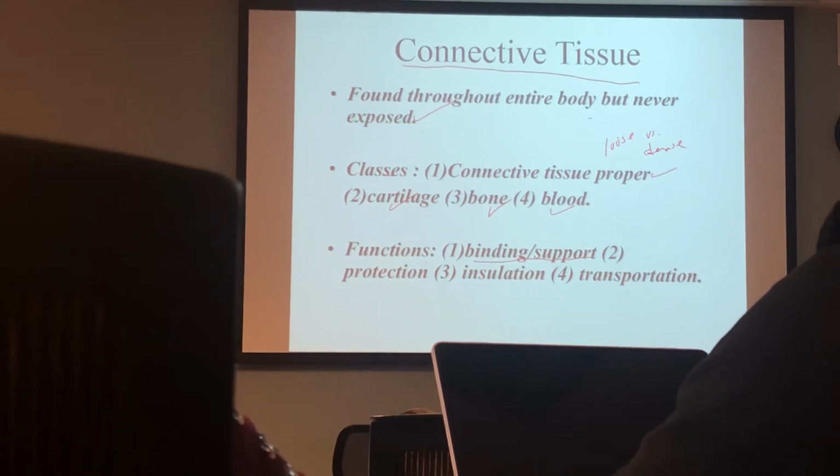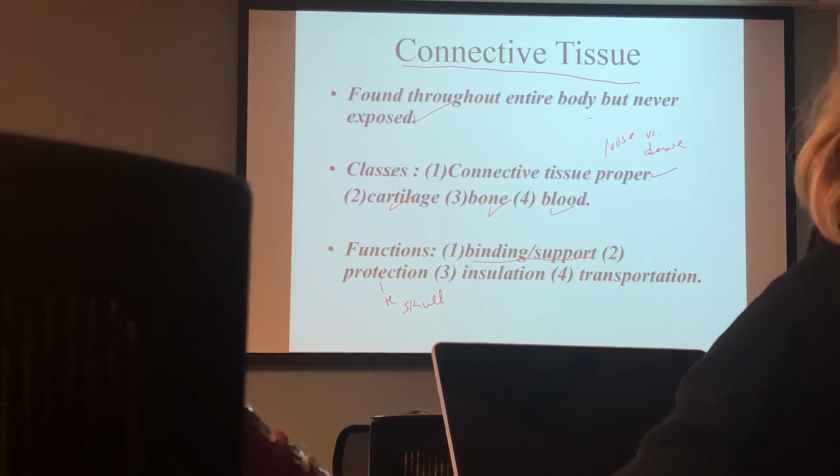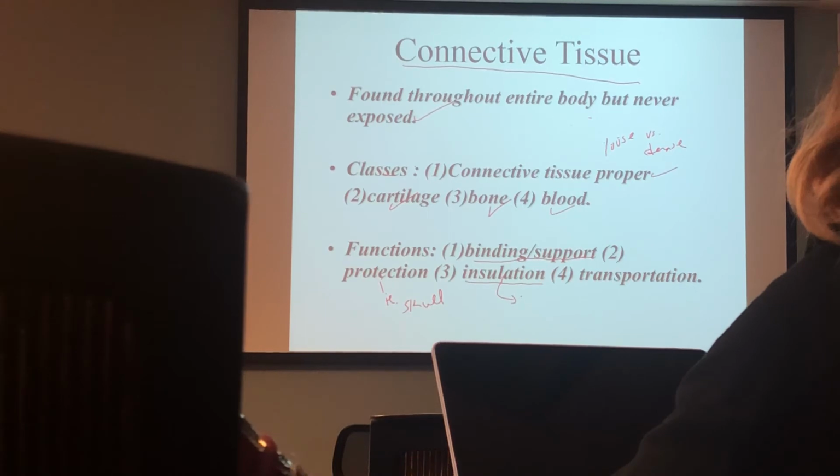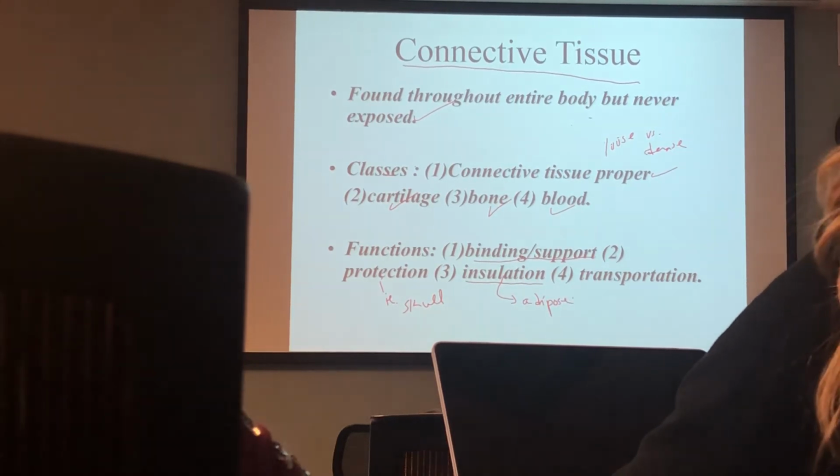CT provides protection, i.e., think about your what? Your skull, right? Your cranium. That protects your what? Your brain, soft tissue, okay? Insulation. What kind of tissue are we talking about? And please don't use the F word here. Adipose, very good. You say adipose, okay? That provides a little cushioning, okay?